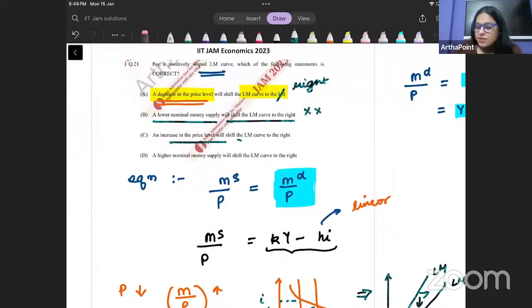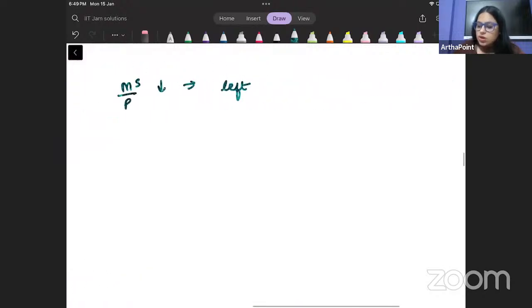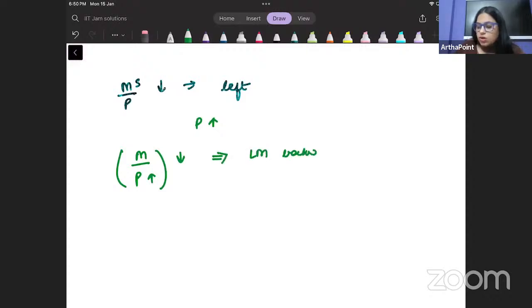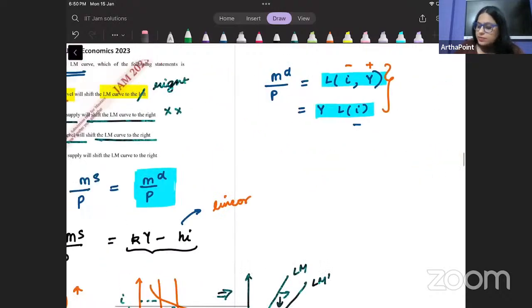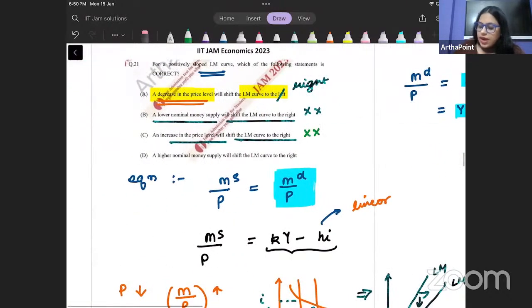An increase in price level will shift the LM curve to the right. Now I am saying that the price level is increasing. When the price level increases, M by P will decrease. If M by P decreases, the LM curve should shift backward or leftward. So this is also incorrect. Now look here: a higher money supply will shift the LM curve to the right. Yes, that is in fact the correct option. ये एकदम ठीक option है, huh? So that's the answer to this question.